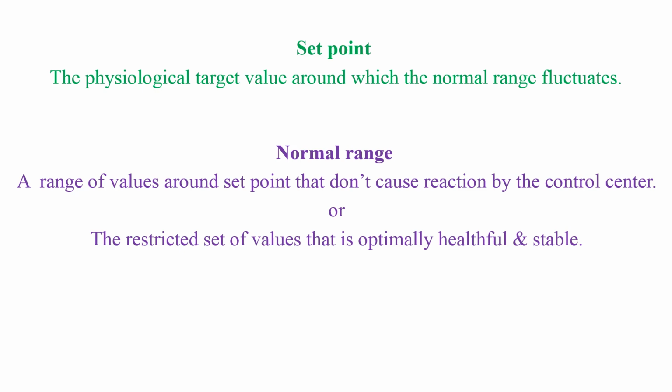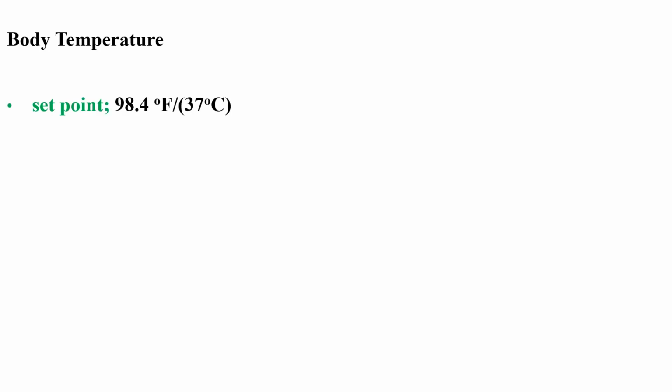Let's elaborate the concept of set point and normal range with the help of examples. The set point for body temperature is 98.4 degrees Fahrenheit.